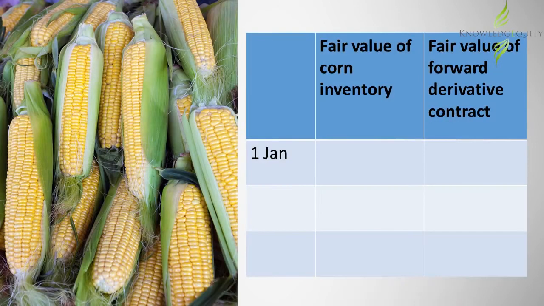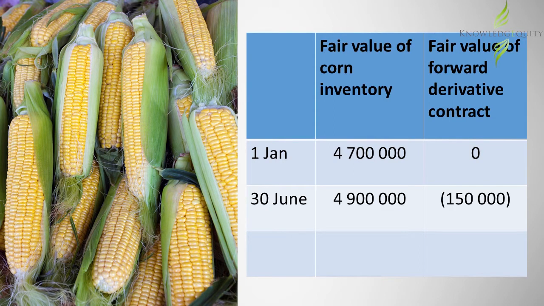Assume that on the 1st of January, the fair value of corn was $4.7 million and the fair value of the forward derivative contract was $0. On 30th June, the corn inventory had a fair value of $4.9 million and the fair value of the forward derivative contract was a credit balance of $150,000. On 31st December, the fair value of the corn inventory was $4.8 million and the fair value of the forward derivative contract was $200,000. What would be the journal entries on the 1st of January, 30th of June, and 31st of December?